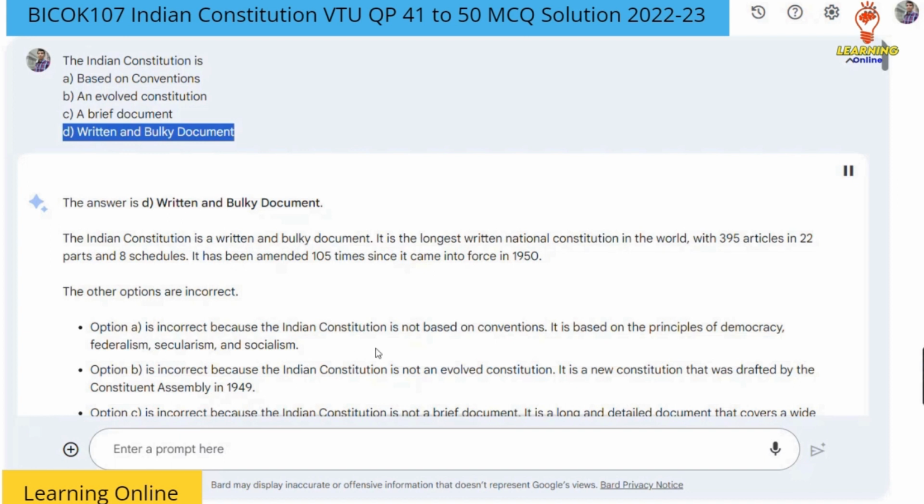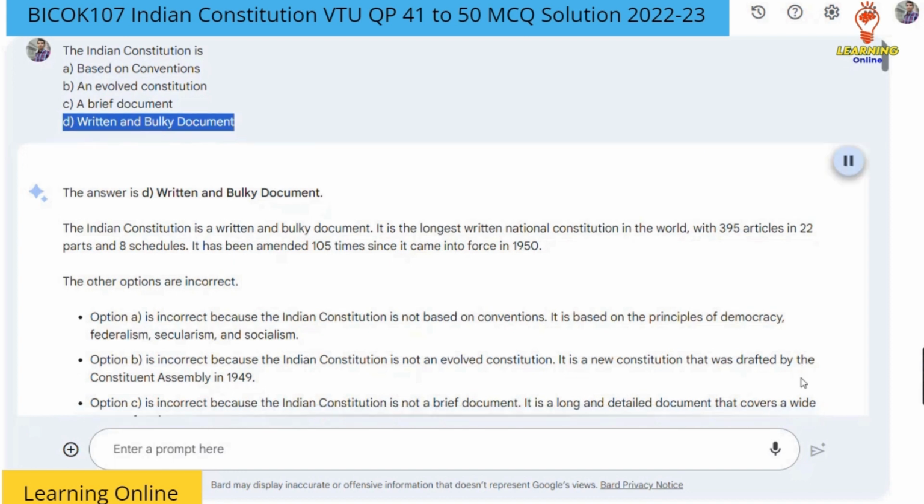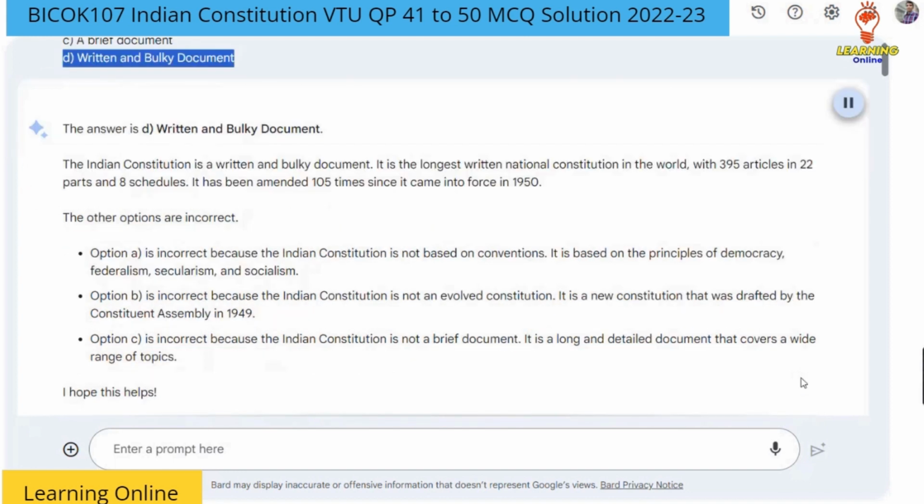The other options are incorrect. Option A is incorrect because the Indian Constitution is not based on conventions. It is based on the principles of democracy, federalism, secularism, and socialism. Option B is incorrect because the Indian Constitution is not an evolved constitution. It is a new constitution that was drafted by the Constituent Assembly in 1949.